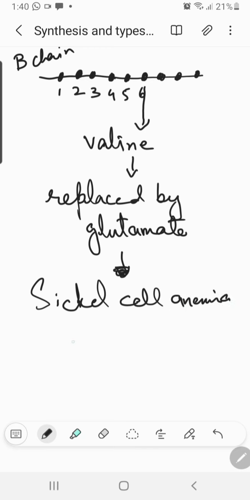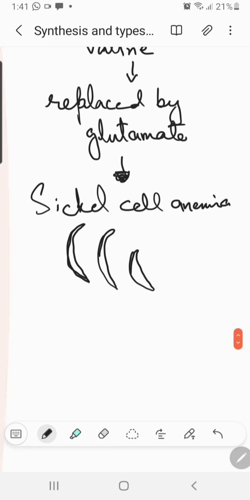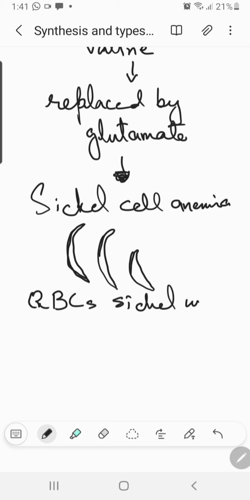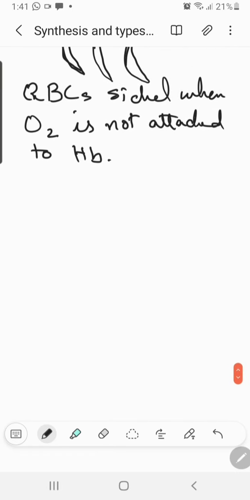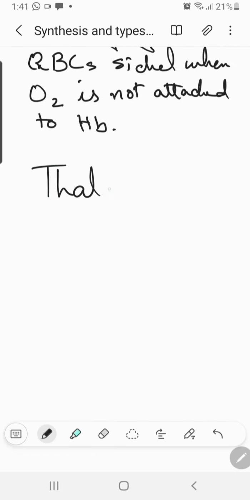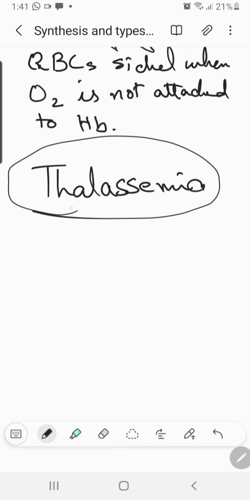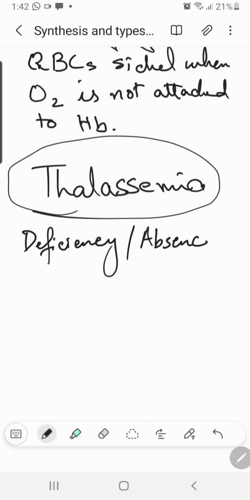In this, the cells attain a sickle shape, which occurs only when the hemoglobin is not attached to oxygen, and these sickle cells then get stuck at the spleen, and hemolysis of the sickle cells takes place. Now let's talk about thalassemia, which is very common in our ethnicity. In it, there is either a deficiency or an absence of the alpha gene or the beta gene, which are part and parcel of the adult hemoglobin.